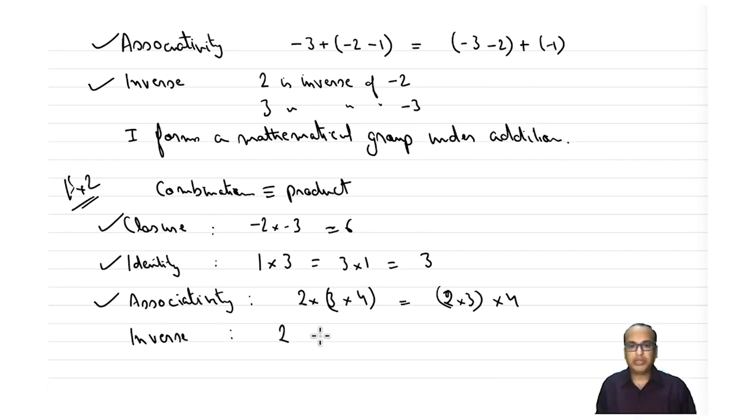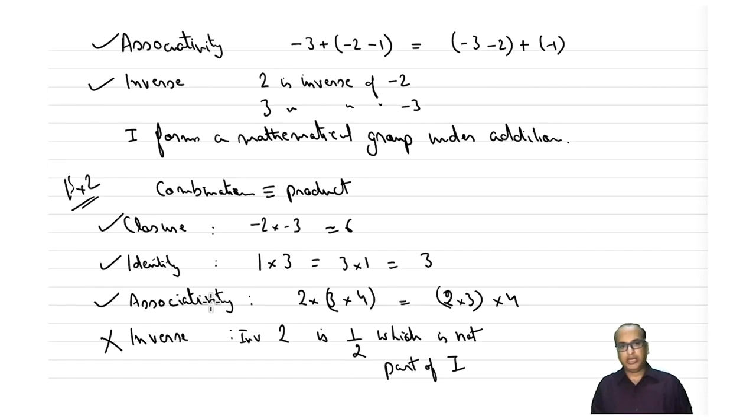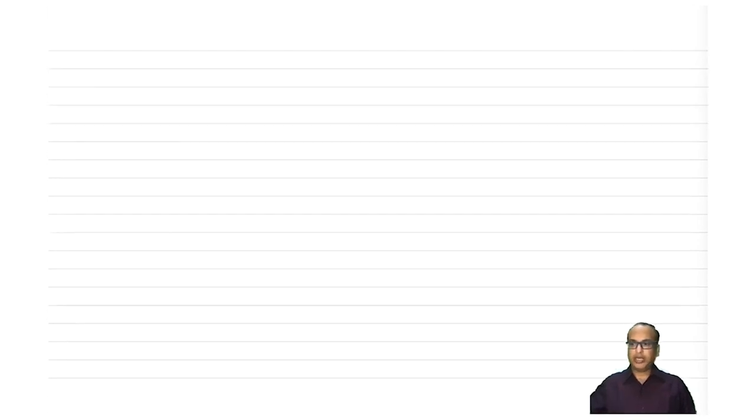Now let us look at inverse. The inverse of 2 is 1 by 2. Okay. In the previous case, it was minus 2. In this case, it is 1 by 2 because we have changed the definition of combination, right? So the inverse of 2 is 1 by 2, which is not part of I, right? So inverse does not hold. So that means I does not form a mathematical group under multiplication. So that's example 2. Okay, let's look at more examples. Let's say we all know cube roots of unity.